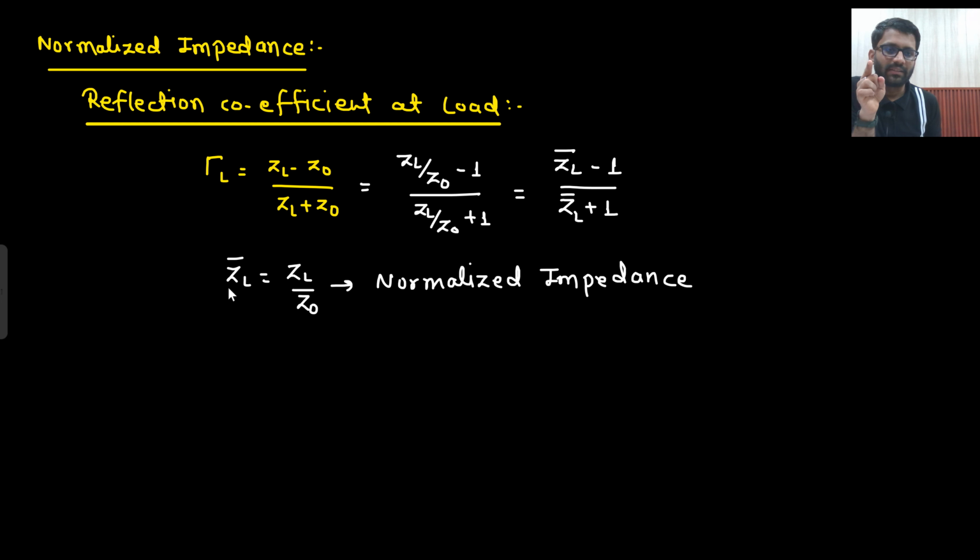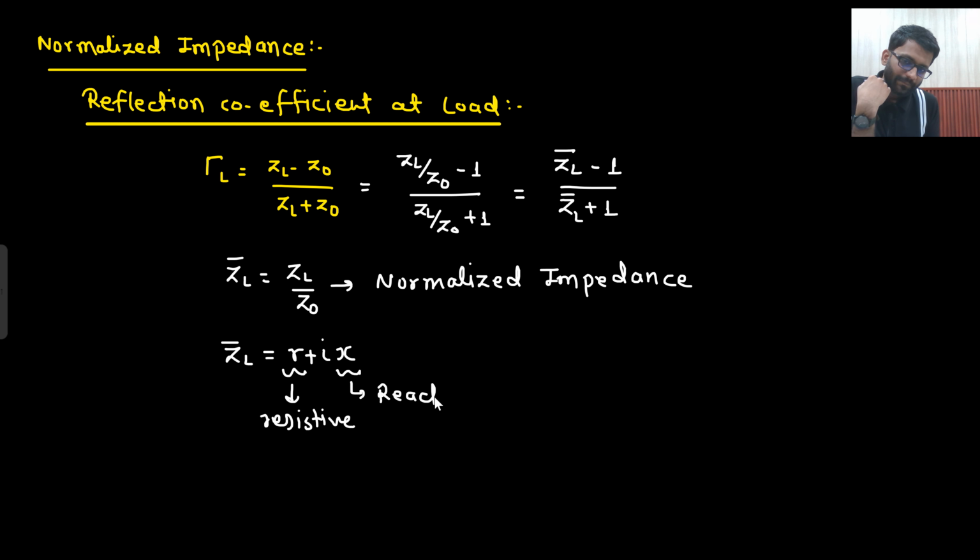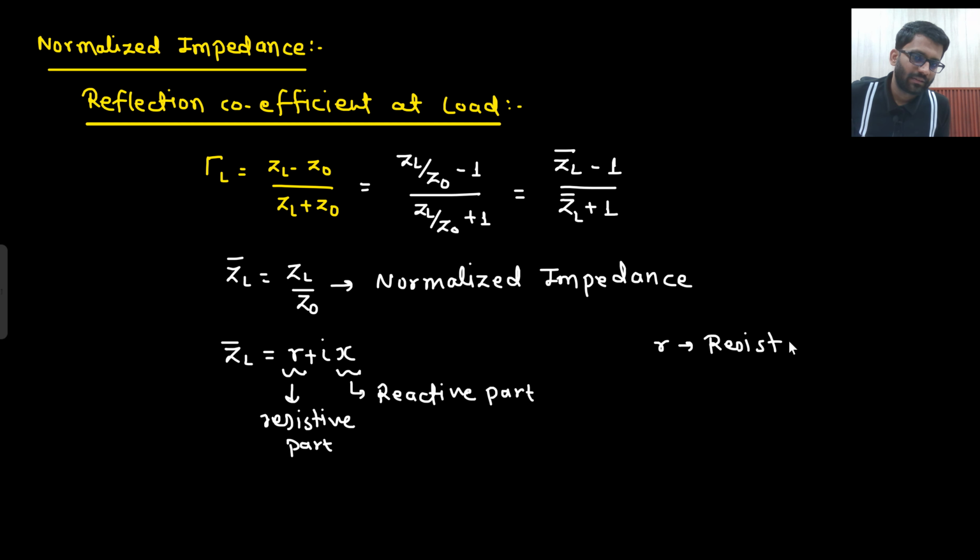Now this normalized impedance could be complex as well, because ZL can be complex, Z0 can be complex. So this normalized impedance ZL dash could be R plus JX, where R is the resistive part and X is the reactive part. Or you can say R is the resistance and X is the reactance.